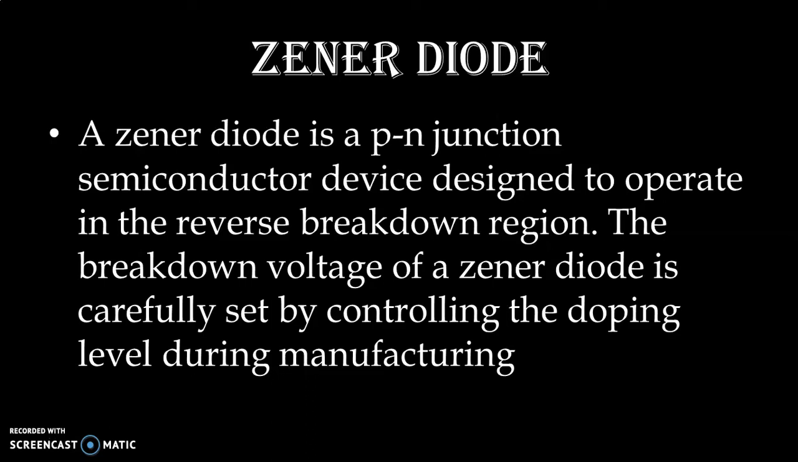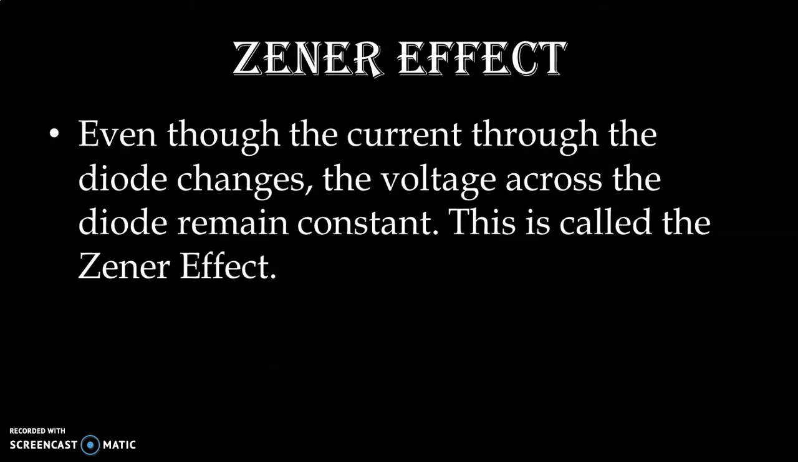A Zener diode is a PN junction semiconductor device designed to operate specifically in the reverse breakdown region. The breakdown voltage of a Zener diode is carefully set by controlling the doping level during manufacturing. Even though the current through the diode changes, the voltage across the Zener diode remains constant during reverse breakdown condition. This is called the Zener effect.